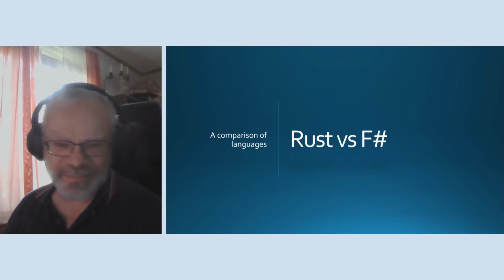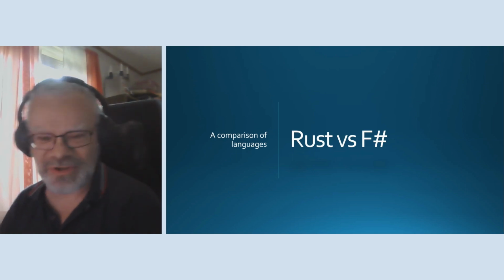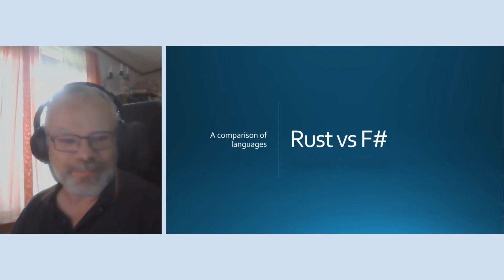Rust versus F#, or the borrow checker meets the pattern matcher, or memory safety versus functional magic. What differs, what is equal?